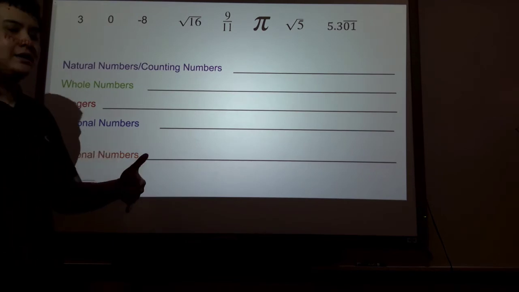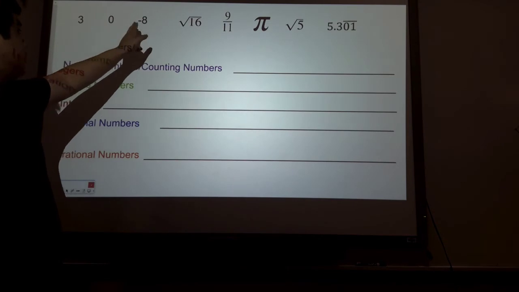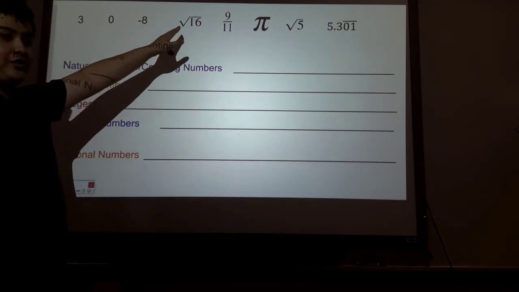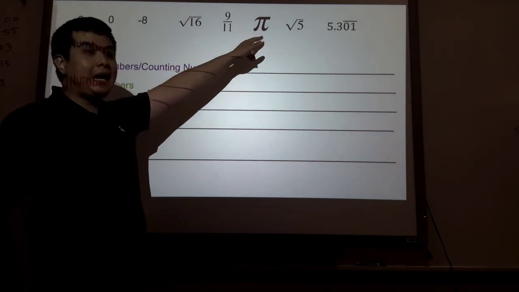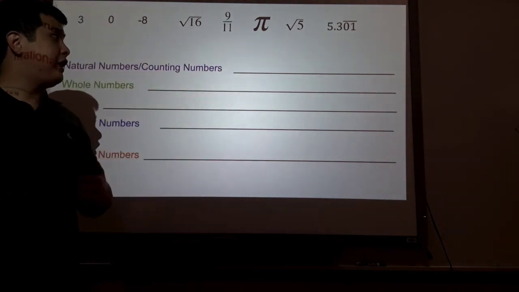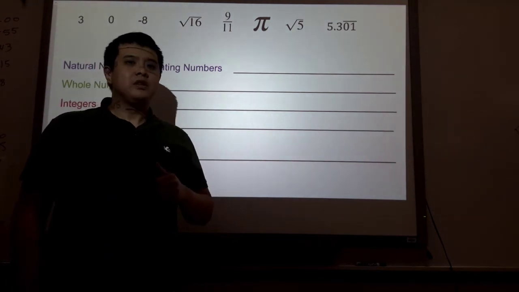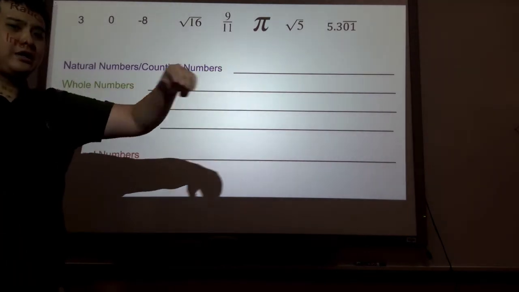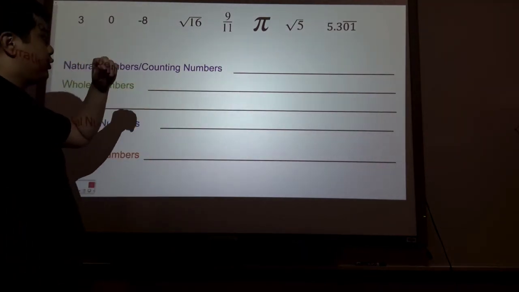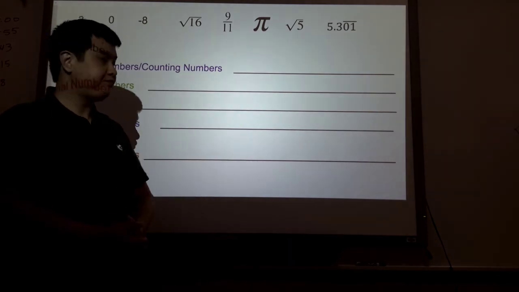So, we need to categorize these into the different types of numbers. We have 3, 0, negative 8, square root of 16, 9 over 11, 9 elevenths, pi, square root of 5, and 5.301 with the 0, 1 repeating. So I want you guys to write these numbers down, write down these categories and lines next to them, and we're going to try to categorize these into their proper spots.